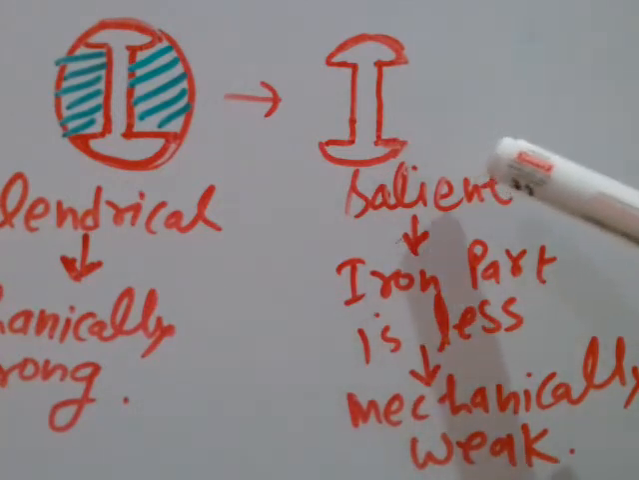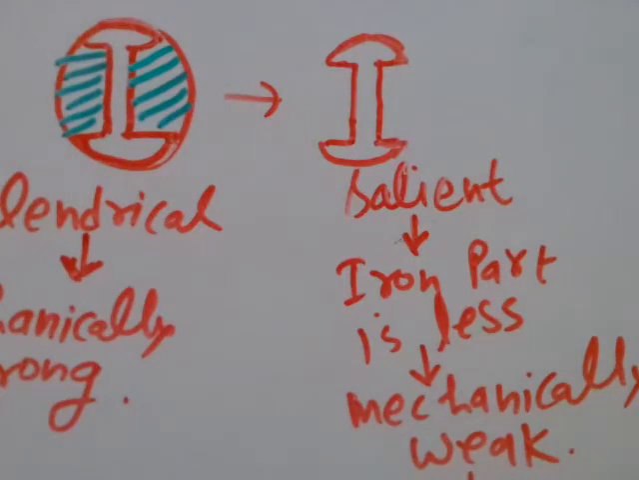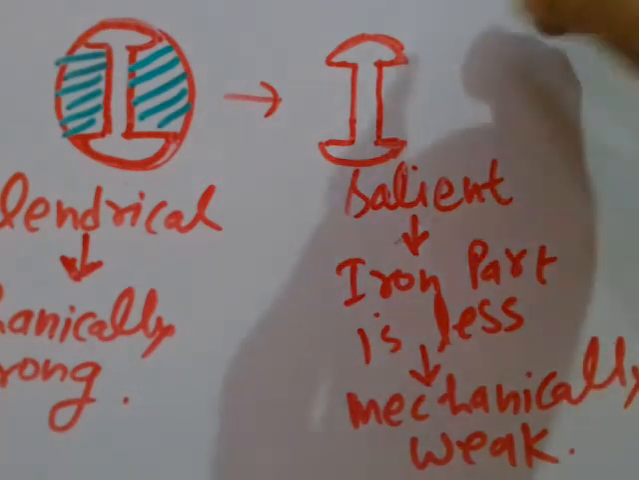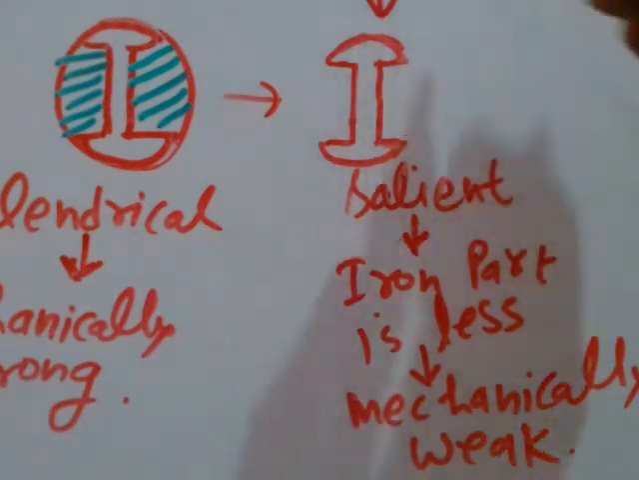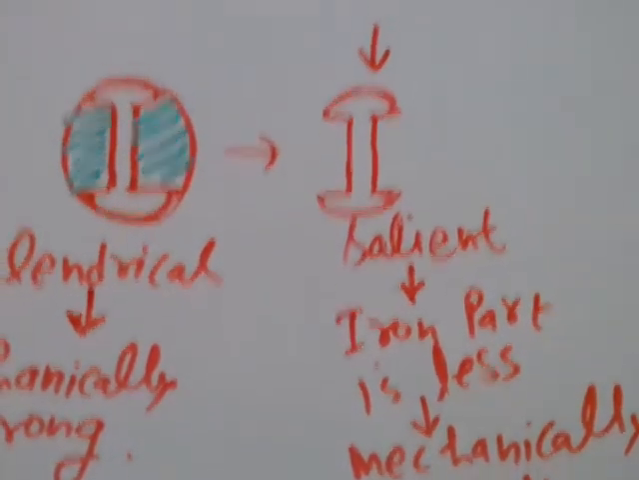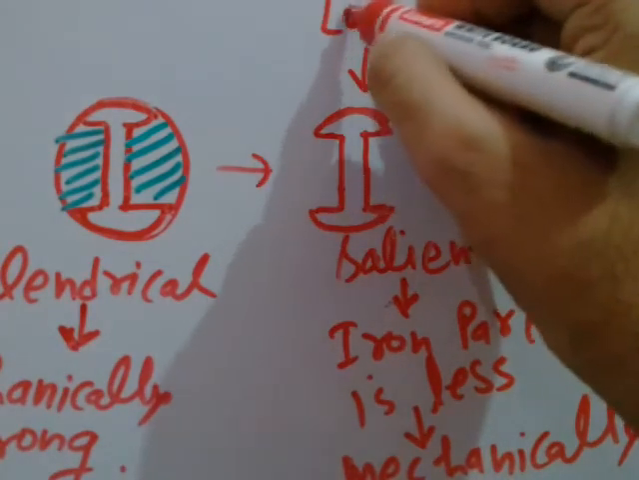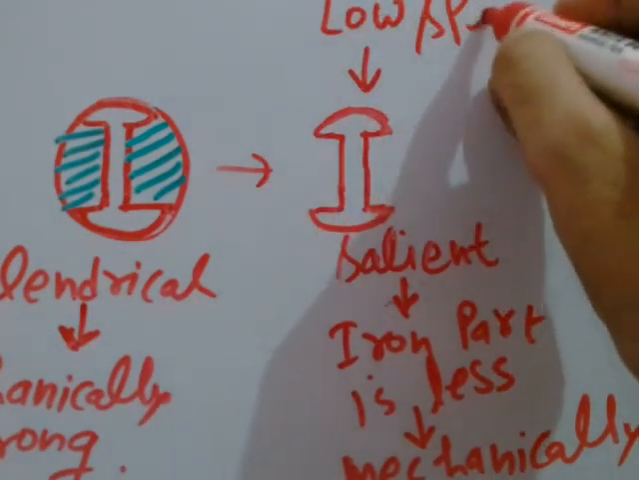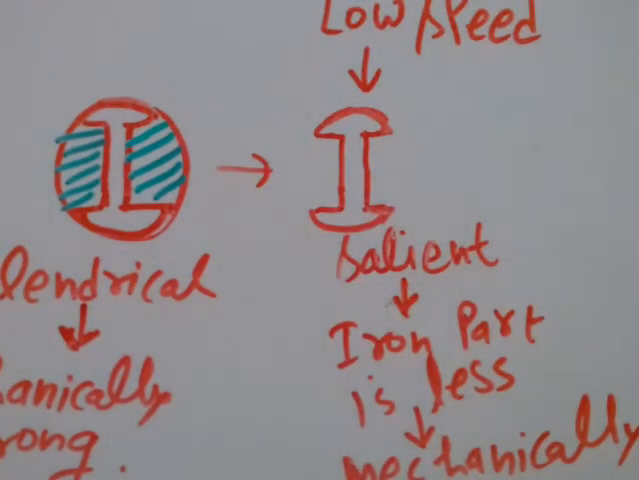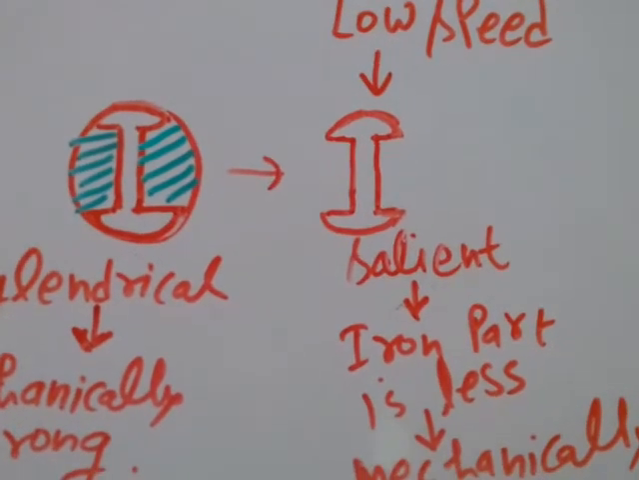So tell me, can you use salient pole for high speed? The answer is no, definitely no. That means this salient pole rotor structure is only suitable for low speed applications, right? Low speed applications.